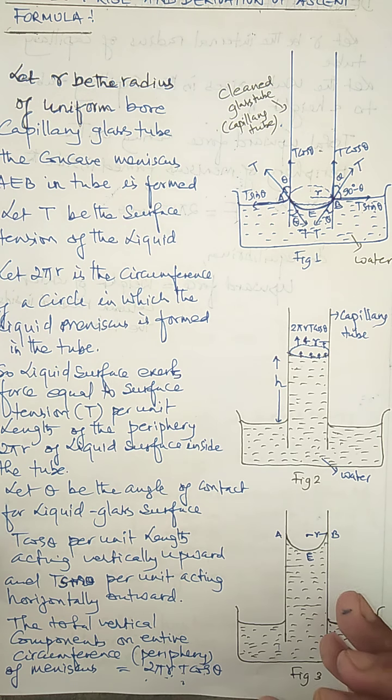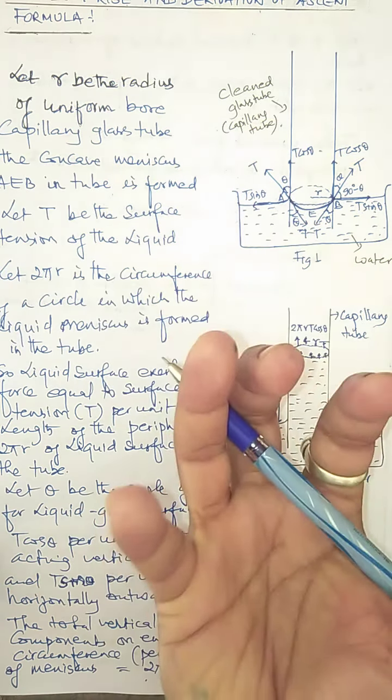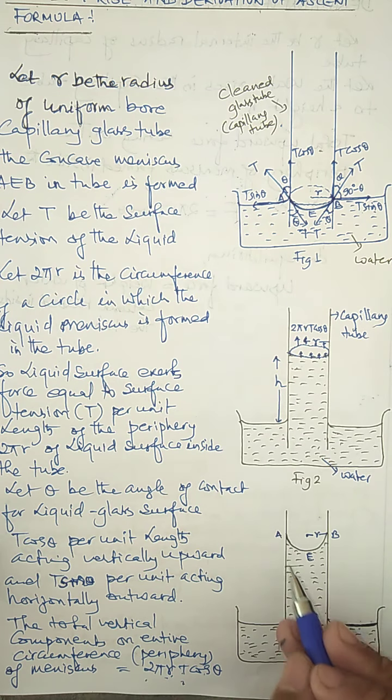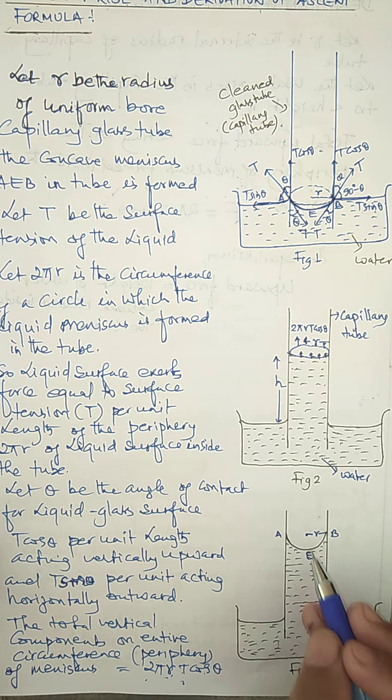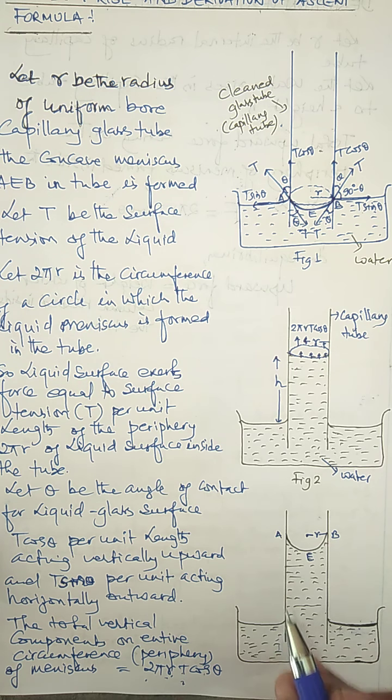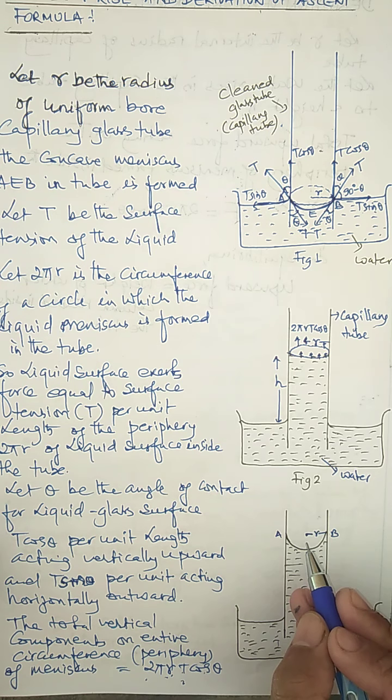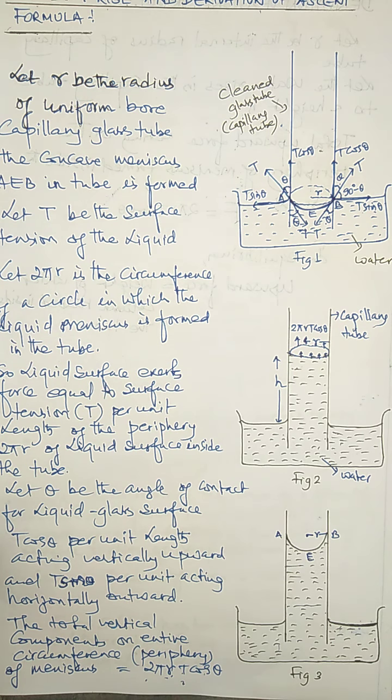So this is the curved surface of the meniscus formed inside the tube. This curved surface of the meniscus is actually a hemisphere, whose radius is R, like a bowl. A bowl is the shape of a hemisphere. And this hemisphere has the radius R, equal to the radius of the capillary tube.